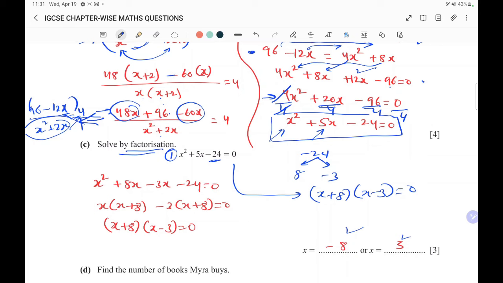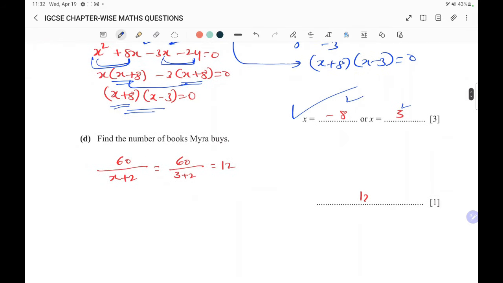Or if you don't want to write it in direct form, because it is for 3 marks, then you can rewrite this 5x in this form, like 8x minus 3x. Then take x common from here, and you will get x plus 8. And if you take minus 3 common you will get x plus 8. Now if you take x plus 8 common, x minus 3 will be here. Same result, you will get this answer.